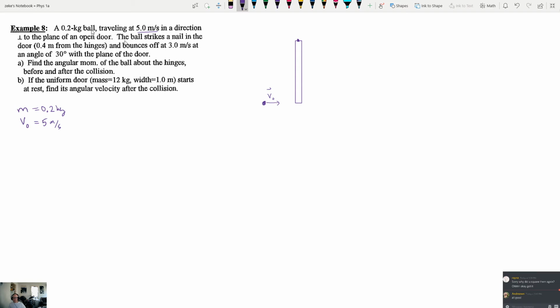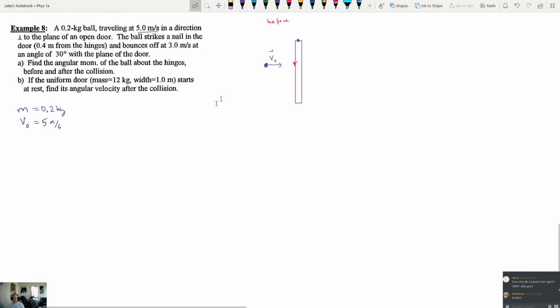The ball strikes a nail in the door 0.4 meters from the hinges. Now the door is a width of 1 meter, so the ball is not at the end right here, but instead 0.4 meters from the end. So this would be about half, a little bit above that. Somewhere here there's a nail sticking out, which creates a kind of vertical surface like this, or a kind of angled surface like this. So this is the nail. What's going to happen is the ball is going to hit the nail and bounce off down to the left, while the door is then going to swing up. Okay, so this is going to be our before picture.